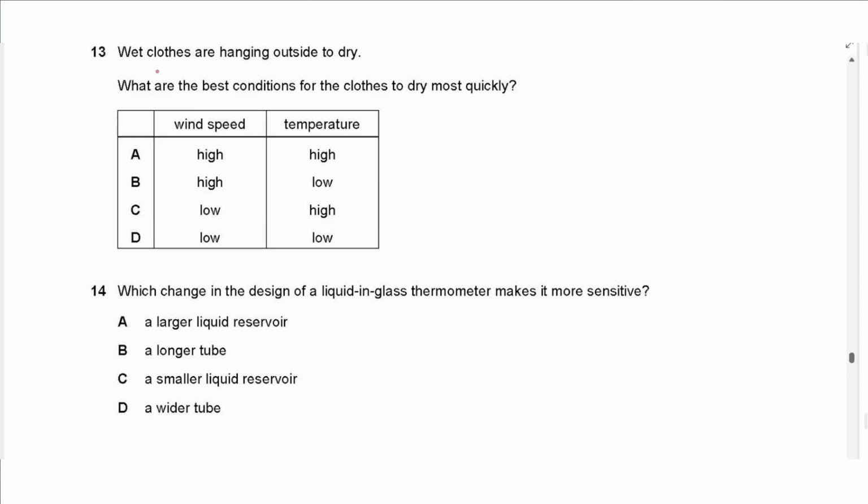Question 13 says wet clothes are hanging outside to dry. What are the best conditions for the clothes to dry most quickly? So we need high speed of wind and high temperature, so the answer is A.